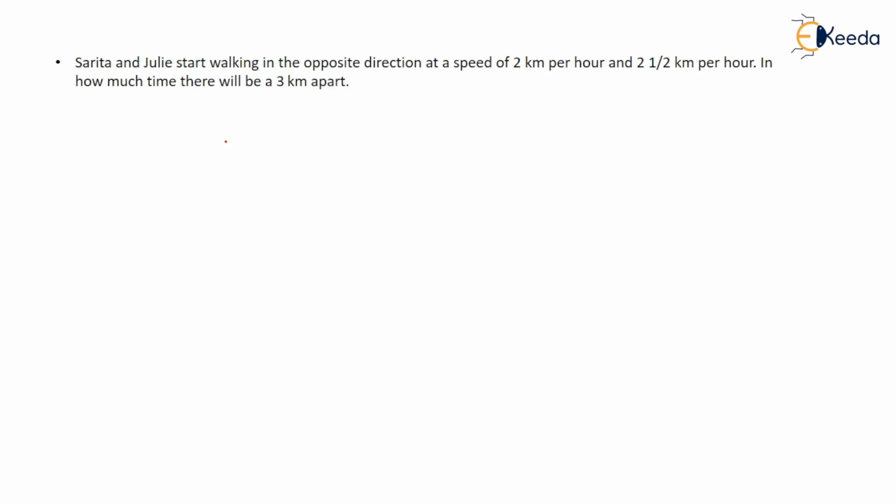Okay, this is Sarita, this is Julie. Sarita is walking at a speed of 2 km per hour, Julie at a speed of 2.5 km per hour, right? In how much time will they be 3 km apart? So suppose they are here. Here is Julie, here is Sarita, both going in opposite directions to each other.